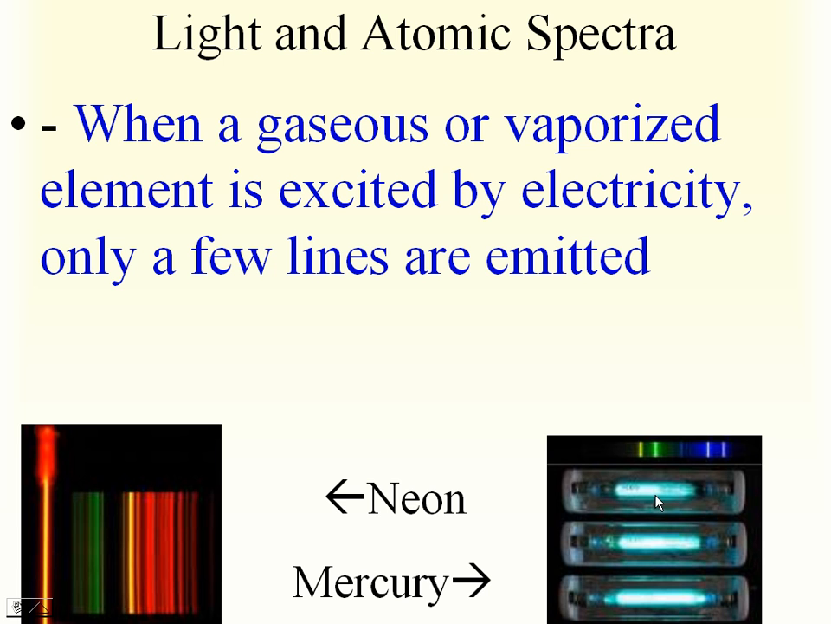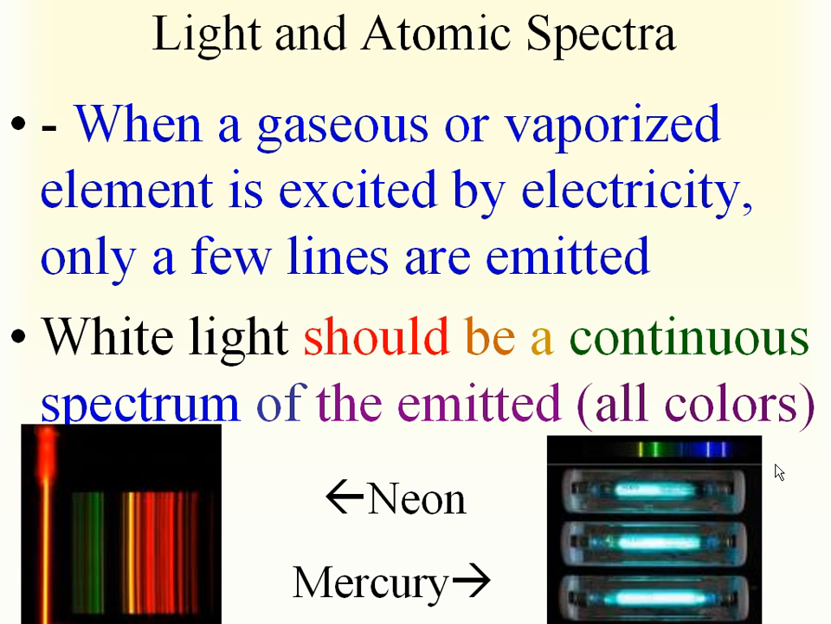So this is mercury going through a vaporized state and the light being shown. But here on the top is the spectra that you would see. You see 1, 2, 3, 4 major lines of coloration. That is the signature for mercury. White light should be a continuous spectrum of the emitted, or all the colors.